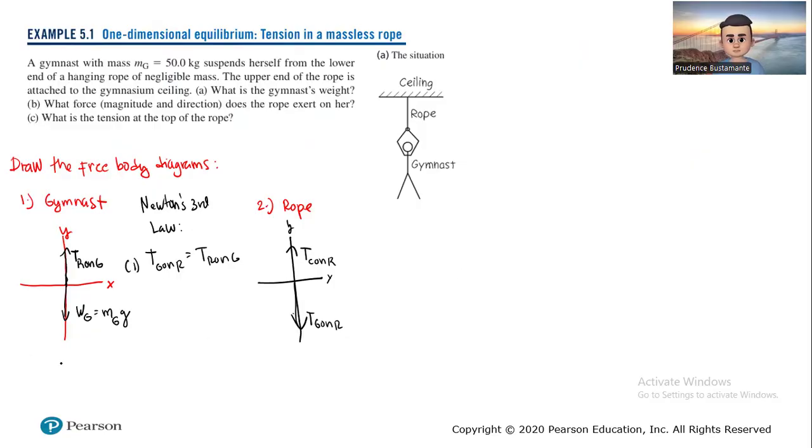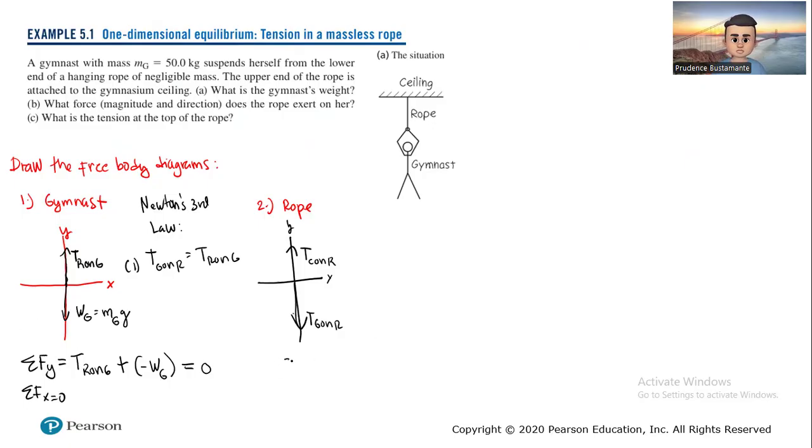Then we're going to write that the summation of all the forces along y, because along x is equal to 0, but in y we have the tension of R on G, this is positive because it's positive y, plus the negative weight of the gymnast. Since this is Newton's first law, we will equate this to 0. This is for the gymnast.